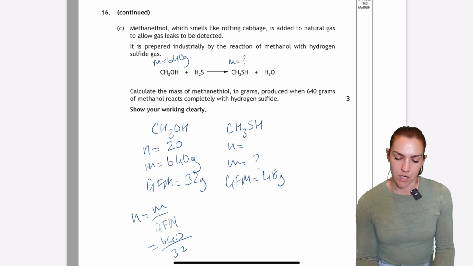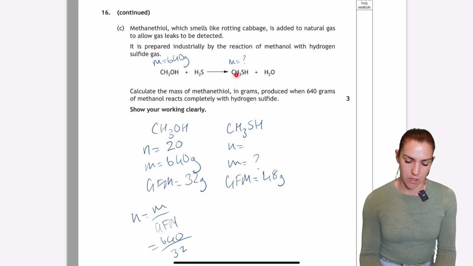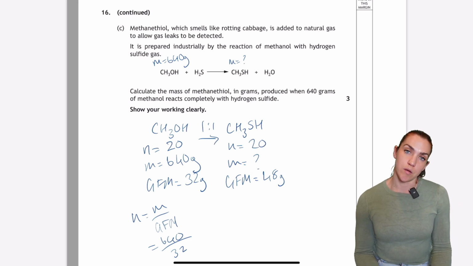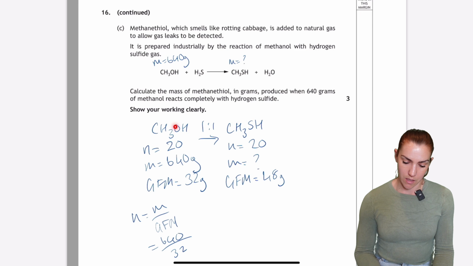We then look at the mole ratio to move across. So it's a 1-to-1 ratio. So moving across, you have 20 as well. You can't move across without a mole ratio, so make sure you double check what that is.